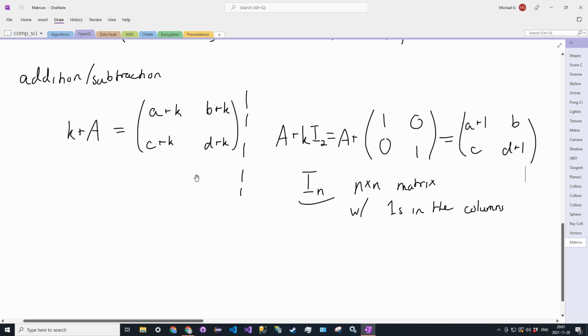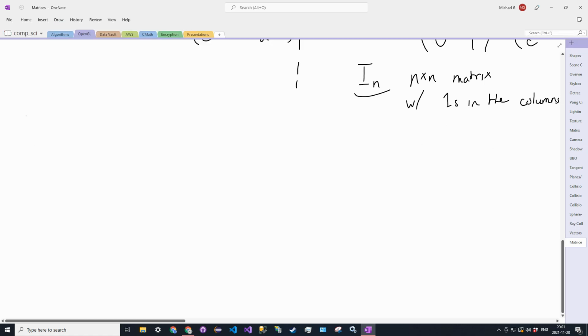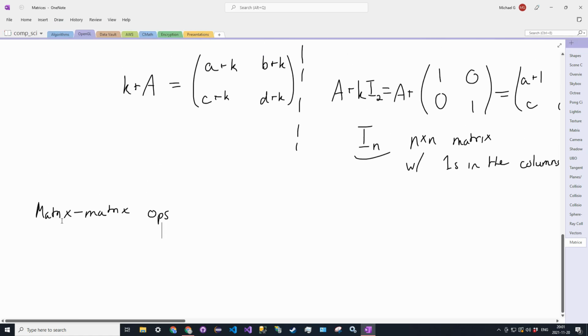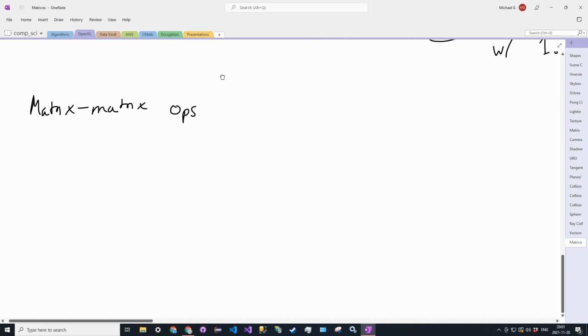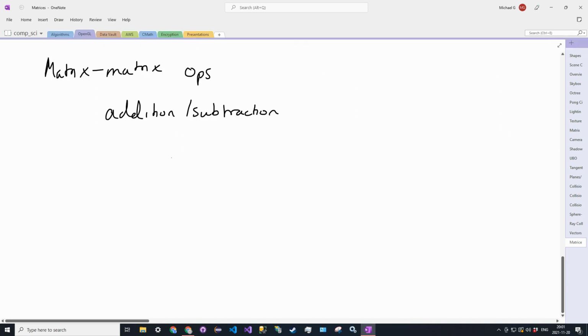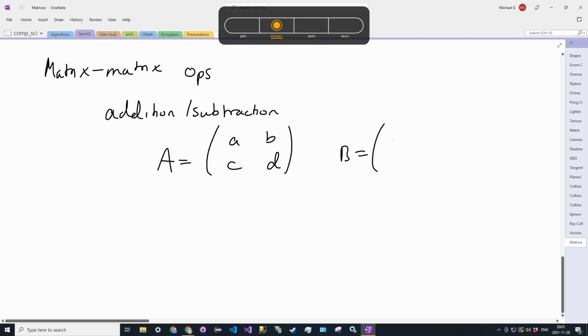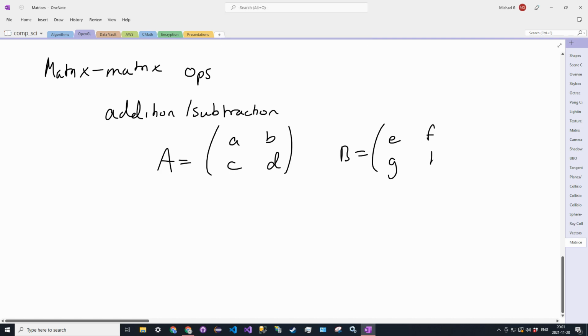Okay, so that's matrix scalar operations. Now for matrix-matrix operations, we'll start with addition and subtraction, which once again is pretty simple. If we have the matrix A is equal to A, B, C, D, and B is equal to E, F, G, and H, A plus B, we're just going to add the corresponding elements. Here the restriction is the dimensions have to be the same. These are both 2 by 2, therefore we can add them together. If it was a 3 by 2 and a 2 by 2, you could not do that.